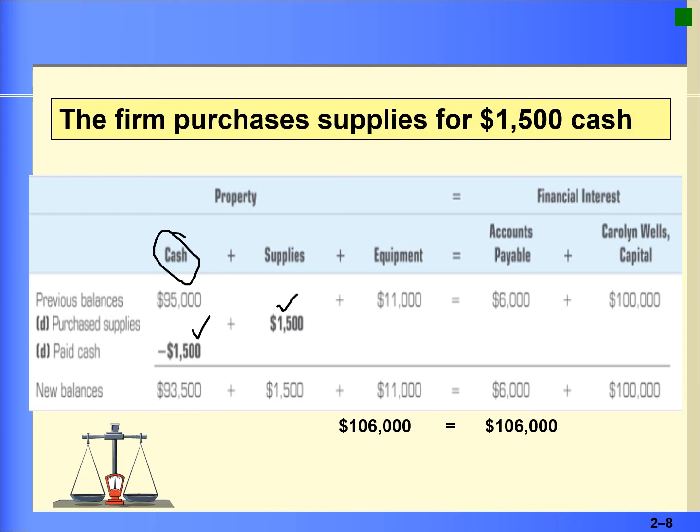And when you add up the columns, notice you're still going to have the same $106,000. Notice you've got $93,500 cash. You got your supplies, your equipment, there's your 106,000, and then notice the accounts payable hasn't changed yet, that's still 6. The capital part hasn't changed, that's still 100,000. You add those together and you get 106,000, and guess what? You are still in balance.